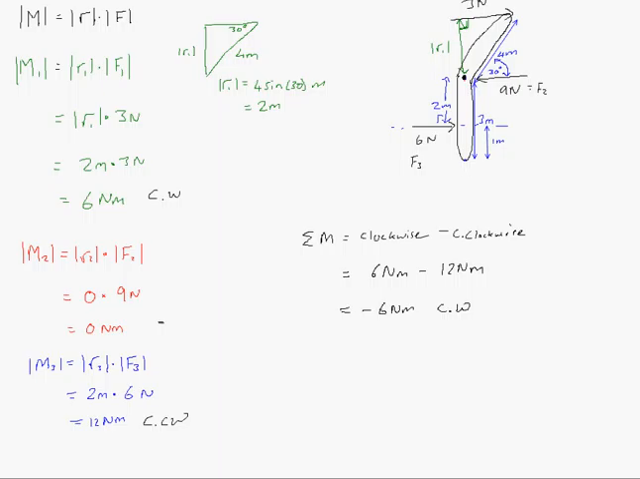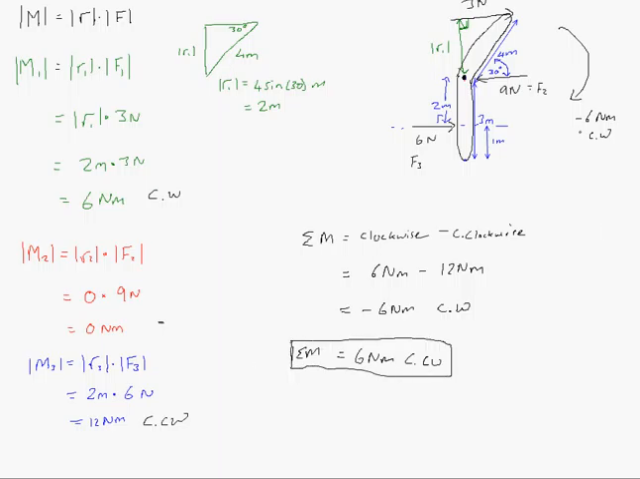So what does that mean? It means this object is going to be rotating with a moment of negative 6 Newton meters clockwise. In other words, you can say it's going to be rotating at 6 Newton meters counterclockwise. That is your answer.